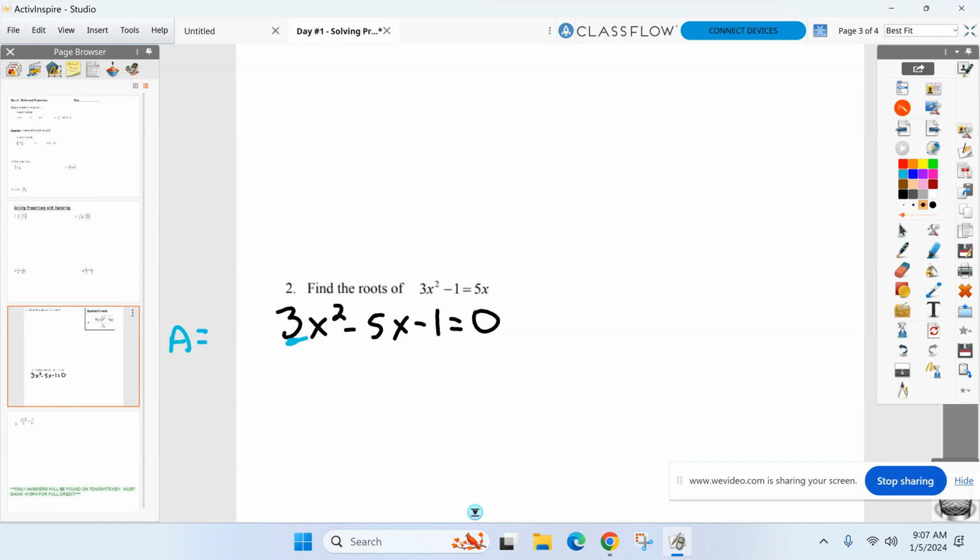All right, we go right to quadratic formula. I always want you to try to factor first, but we can't here because the A value is not 1, it's 3. How about your B value? -5, and the C value? -1.